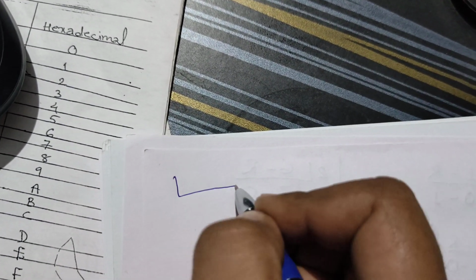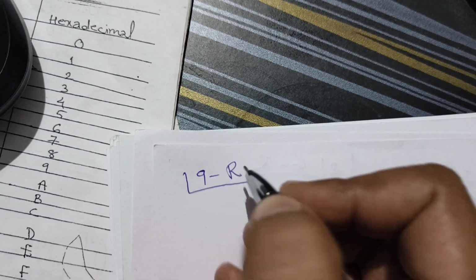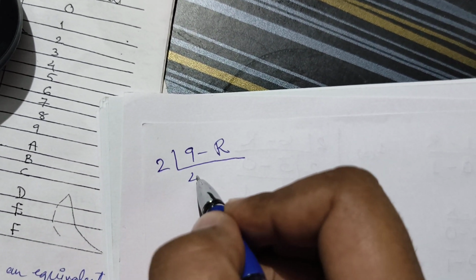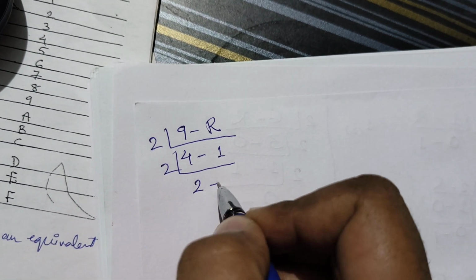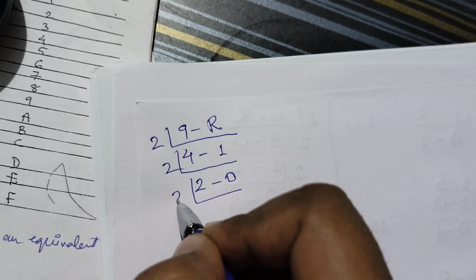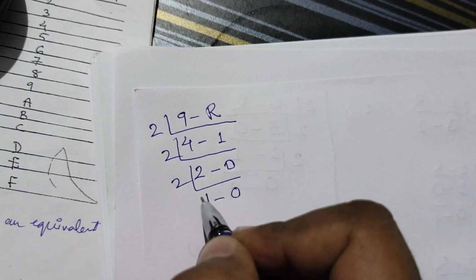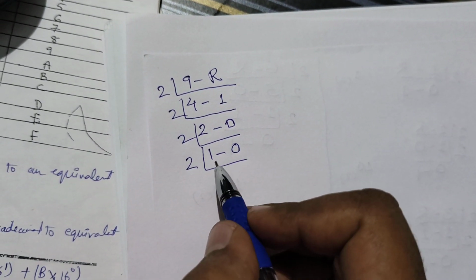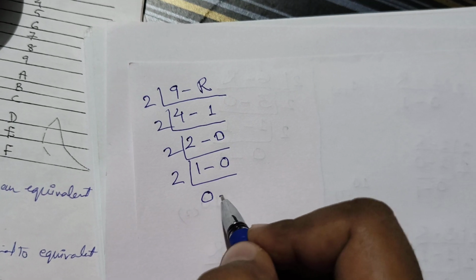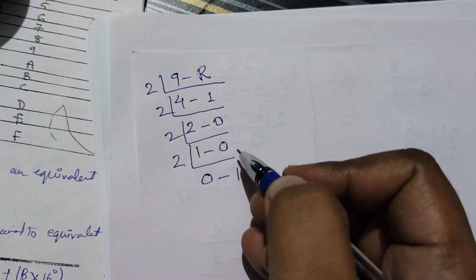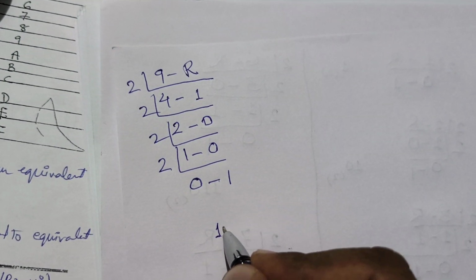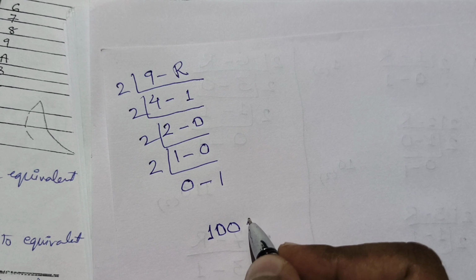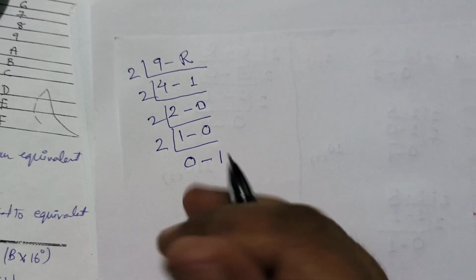9. Now this is 2 4s are 8, remainder is 1. 2 2s are 4, remainder is 0. Now 2 1s are 2, remainder 0. When we have 1 0, we have to write 0 1. So from bottom to top it is 1 0 0 1. We will write 1 0 0 1 to the base 2. So this is the value of 9 in binary number system.